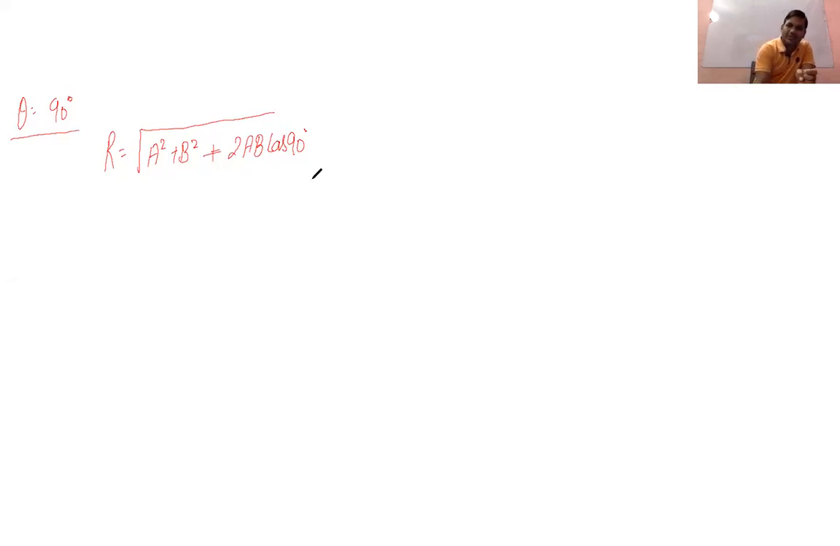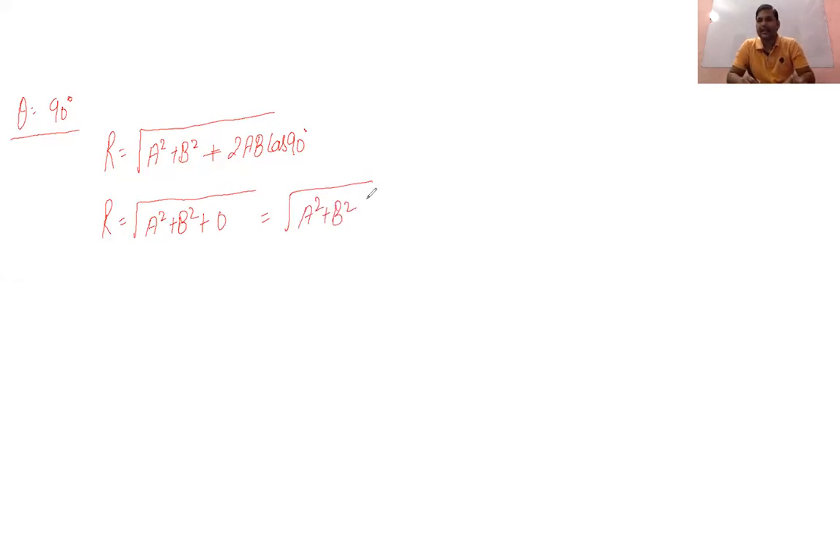So R is equal to under root A square plus B square plus 0. The resultant will become under root A square plus B square. This will be the formula of the resultant. Now we can see the example of this. Let's say this is vector A, and this is vector B, and they are lying at an angle of 90 degrees.